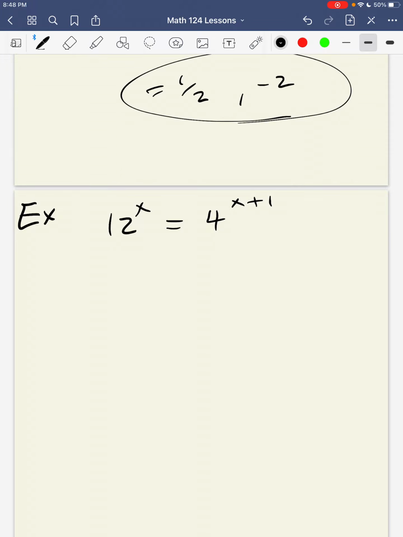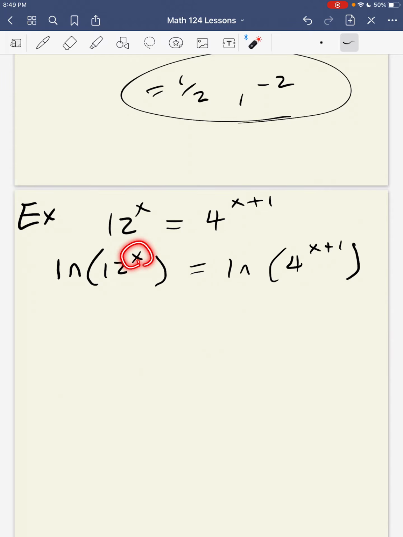So I don't know which one you want to do. Say we take log 4 of both sides, log base 4 of both sides. Or just for fun, I guess, let's use a different logarithm, just because I want to demonstrate that you can pick any logarithm you want. So I'll take the natural log of both sides, since that's the most used logarithm. Okay, and now we'll use the property where we can bring the exponents down.